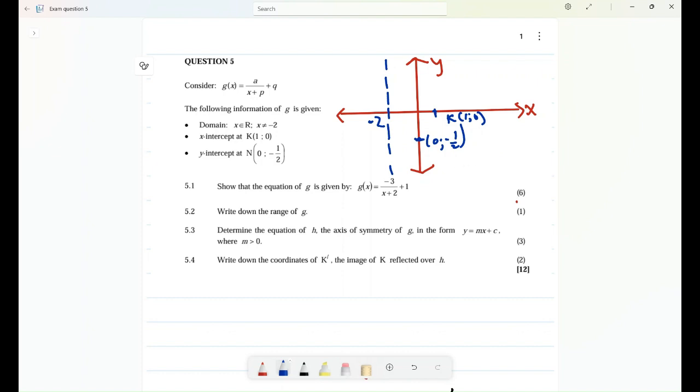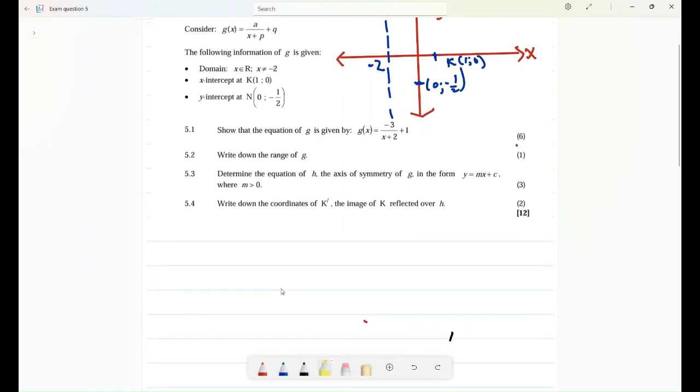Let me see. Now, they say to us, show that the equation of g is given as shown. Do not forge. 6 marks. You forge, you get 1 mark from the forging, or 0. So let's see how can we go about this one.